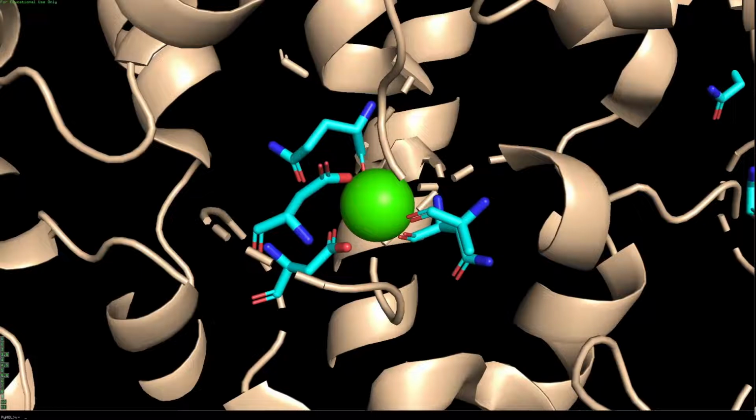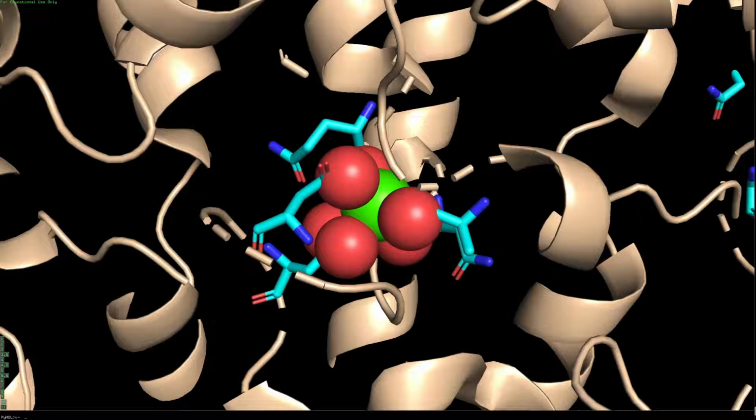We find that the calcium interacts with the backbone carbonyl of alanine and the side chains of 4 polar amino acids. Calcium interacts primarily with 6 oxygen atoms from these amino acids, colored red. These oxygen atoms are partially negatively charged due to their high electronegativity, which allows them to stabilize the positive charge of the calcium.